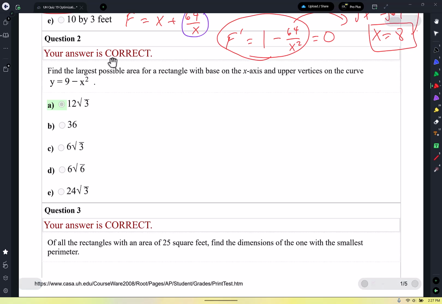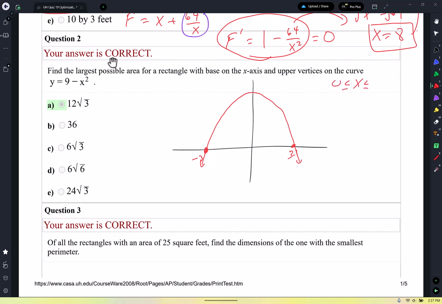All right, here we go. Find the largest possible area for a rectangle with base on the x-axis and the upper vertices on the curve. All right, so this is kind of like what you did yesterday. Here's the x-axis. Here's the y-axis. And I'm just going to exaggerate 9 minus x squared. It looks like something like that, because it does, right? These coordinates way over here are negative 3 and 3. x has to be a value between 0 and 3.